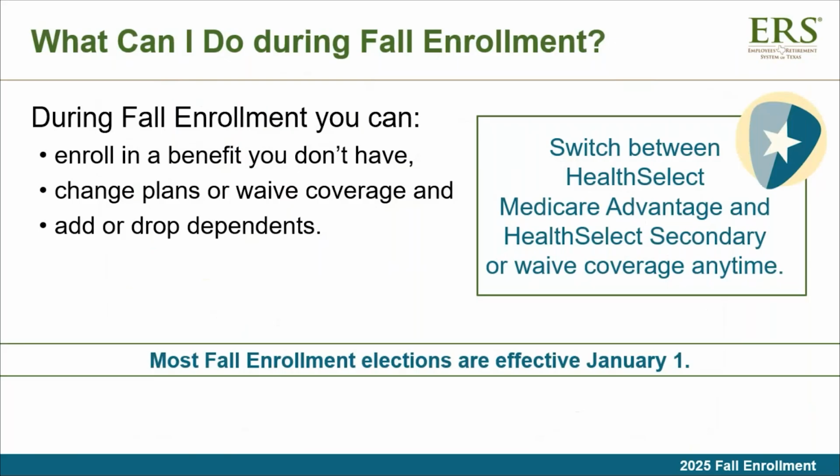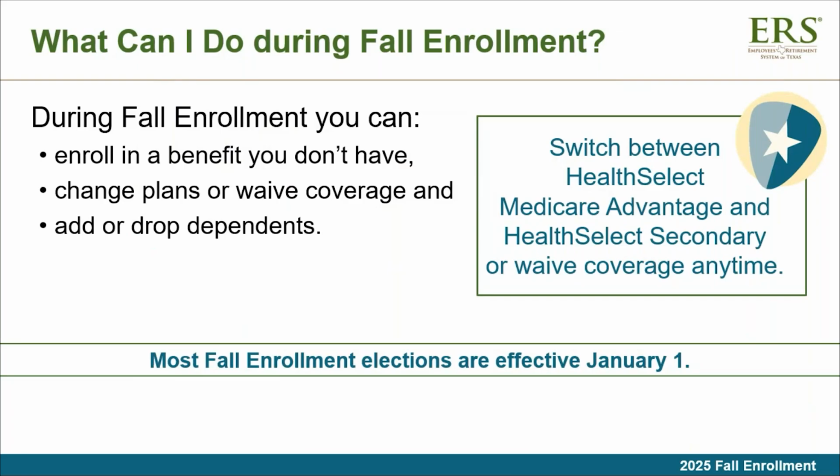All right, so fall enrollment, this is your opportunity to make changes to your benefits without a qualifying life event like marriage, divorce, a birth of a baby. During fall enrollment, you do have that option of enrolling in a benefit that you don't currently have, changing your plans, or just waiving your benefits altogether. And say you need to add a dependent, this will be your opportunity to do so. But just know that most of those changes that you make during fall enrollment go into effect as of January the 1st.